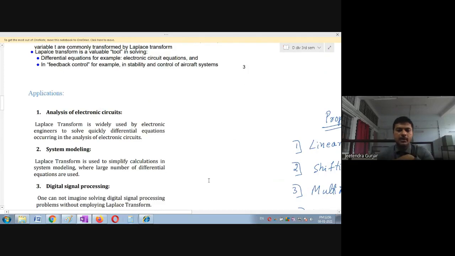Next, we have some of the applications. Yes, friends, you can see here, analysis of electronic circuits. Laplace transform is widely used by electronic engineers, yes, students, to quickly solve differential equations occurring in the analysis of electronic circuits. So when you see electronic circuits, one can use differential equations to solve, but quickly and very widely used is the Laplace transform.